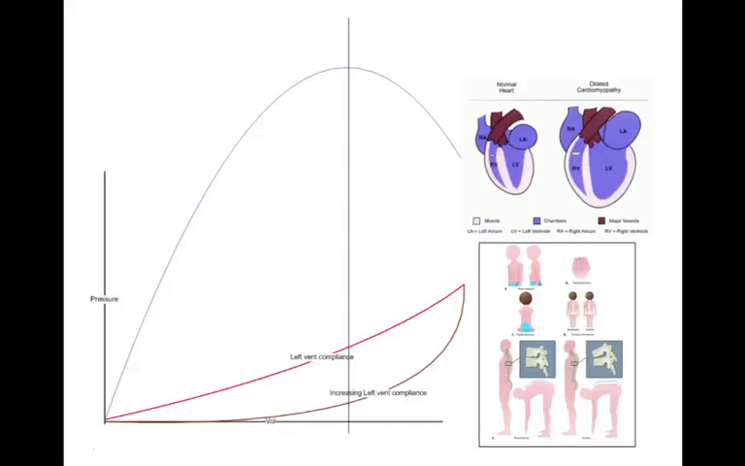This is a nice picture showing you what happens with an increasing left ventricular compliance. The red line is the example of the normal left ventricular compliance, followed by increasing left ventricular compliance here, which is due to either ventricular dilation or situations like Marfan syndrome. We can see that for the same change in volume, you see much less change in pressure, which is consistent with an increased left ventricular compliance.